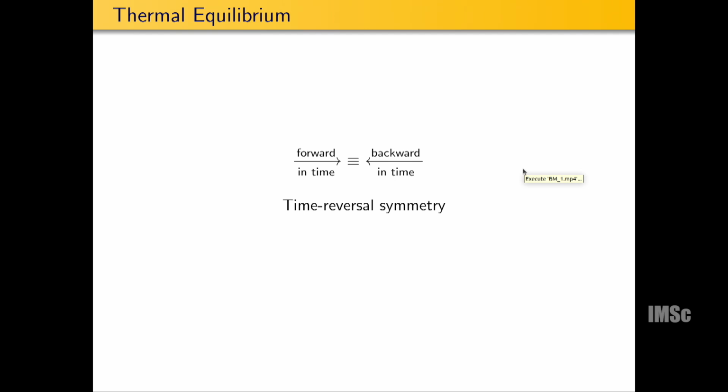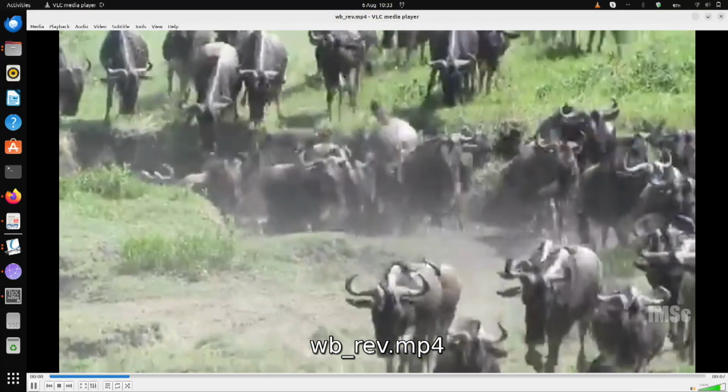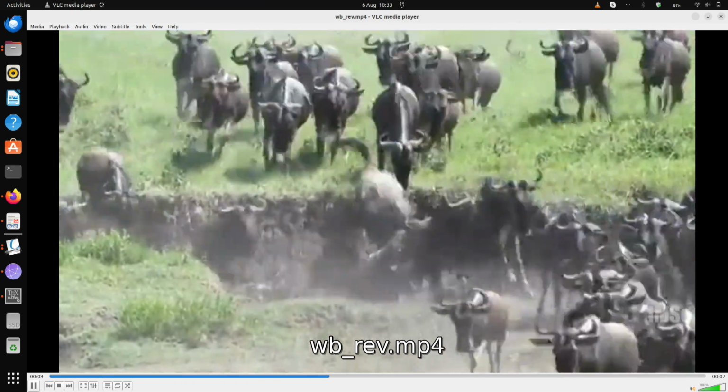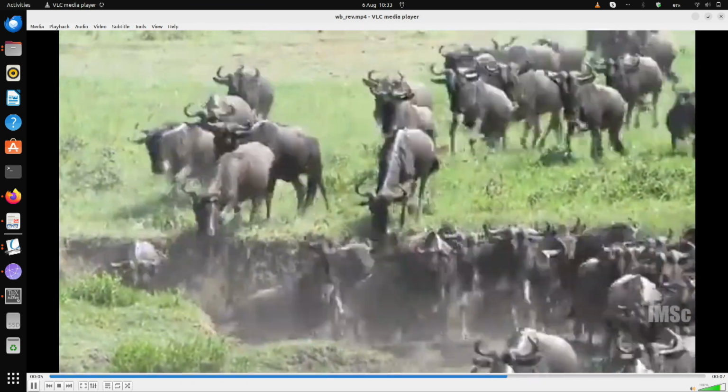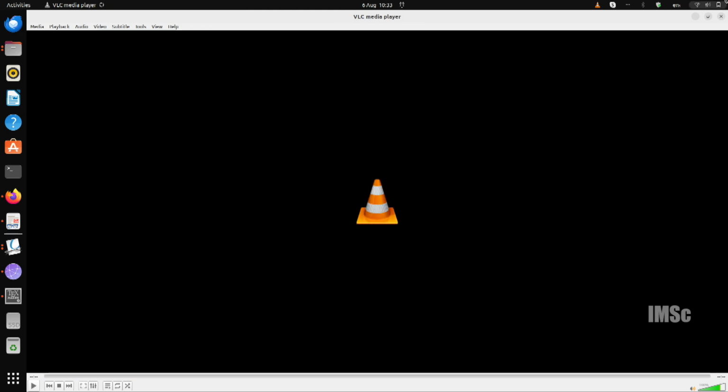Cut to non-equilibrium systems, this is exactly what you break, and this is how at the basic level you would like to understand non-equilibrium. Again, let me play you two videos. This is a herd of wild beasts moving through Serengeti National Park. You see this video, and if I just show you this video, it's very clear which one is forward in time and which one is backward in time. So time explicitly plays a role in non-equilibrium systems, and for the rest of the talk, you will see that I will come back to time again and again.